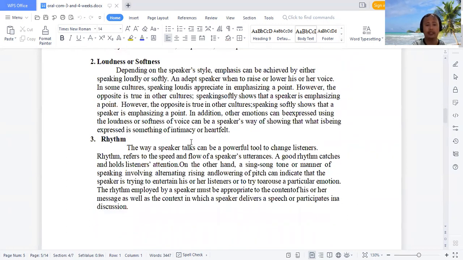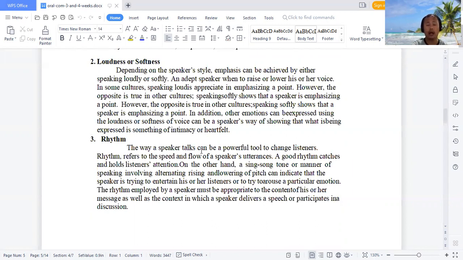Rhythm. The way a speaker talks can be a powerful tool to change listeners. Of course, that's what I was emphasizing earlier, that there should be a rhythm, not monotonous. Nag-unsa ka? What are you doing? Okay, instead of saying, what are you doing, man? What are you doing, man?